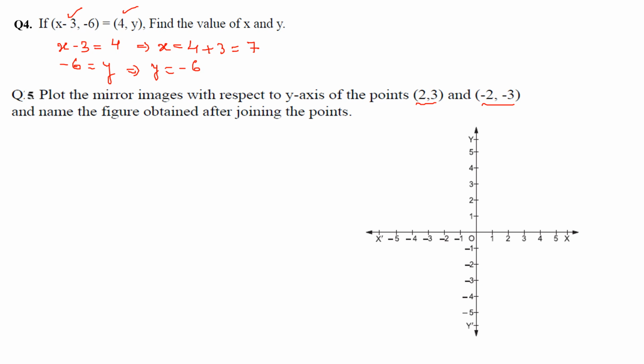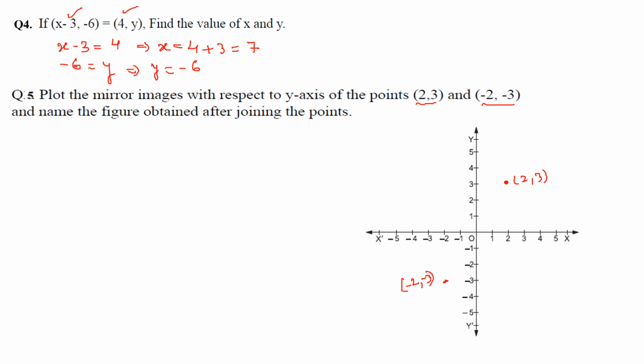So (2, 3) will lie in the first quadrant, so the point is over here. And (-2, -3) is over here. (-2, -3) is in your third quadrant, isn't it? Now you have to plot the mirror image with respect to the y-axis.